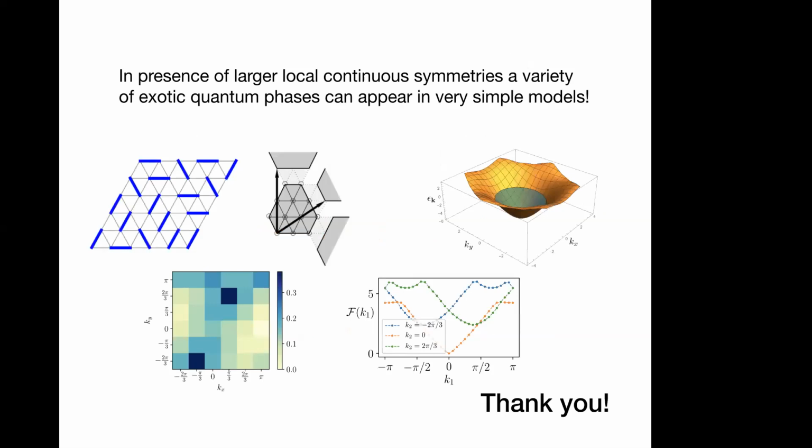I wanted to show you that in the presence of larger local continuous symmetries, or when the local degrees of freedom have a larger symmetry, we can have a variety of interesting phases appearing in a very simple model, basically just nearest neighbor coupled spins on a lattice. Thank you.